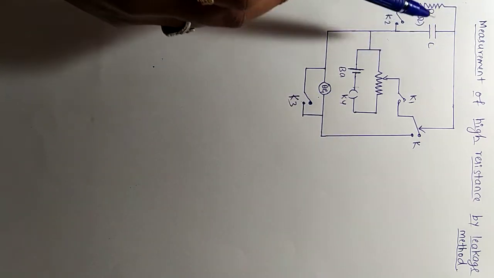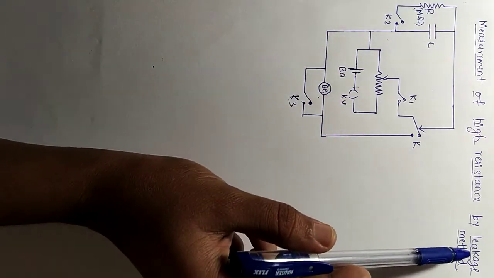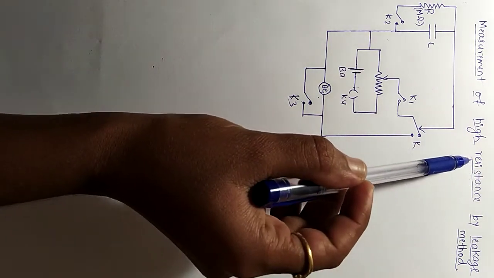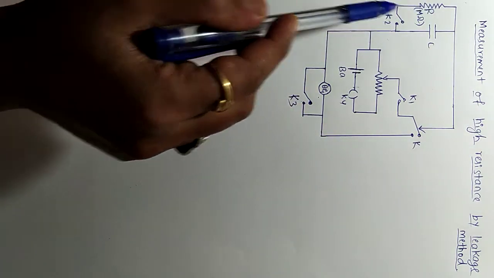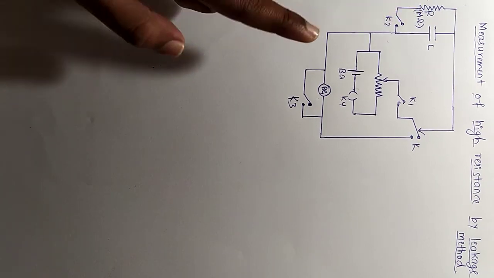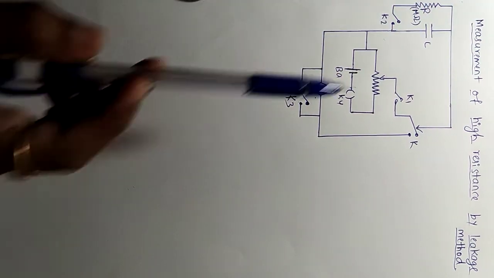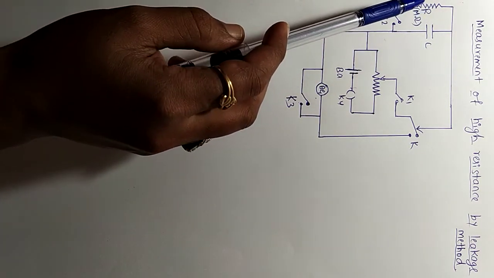So this coming out of the charges from the capacitor is known as the leakage method. And through that we will find the resistance of this resistor. Initially we don't know how much resistance this resistor contains, but by using the leakage method, by making the capacitor leak the charges, we go on finding the resistance.